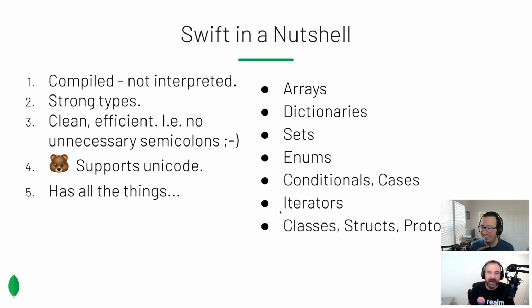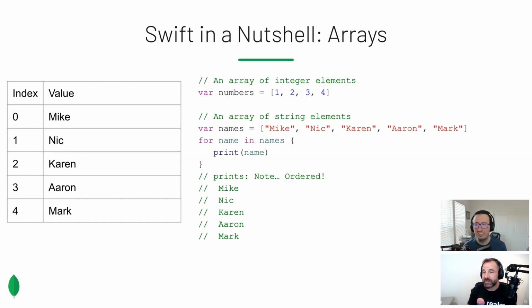So apart from those things, it supports all of the structures and things in a language that you would expect. It's got arrays, it's got dictionaries, it's got sets and enumerators, conditionals, cases, iterators, all of the things that a modern language supports. And it's presented in a clean and human readable form. So it's very, very readable, easy to interact with. It is also an object-oriented language. It supports classes, structures, prototypes, inheritance, and I'll take you through a little bit of just some of the structures that we'll see today.